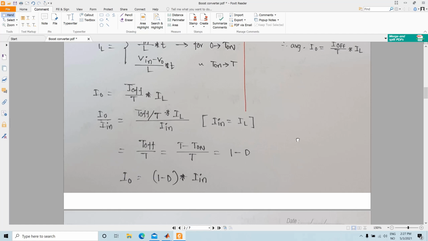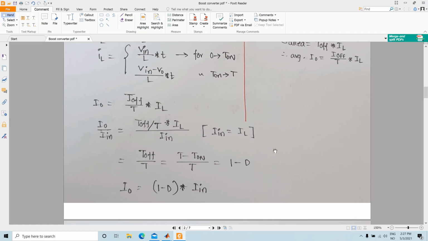So if you look at the operation from a current perspective, as your duty cycle D varies from 0 to 1, your output current will vary accordingly, so there will be a step down operation in your output current.